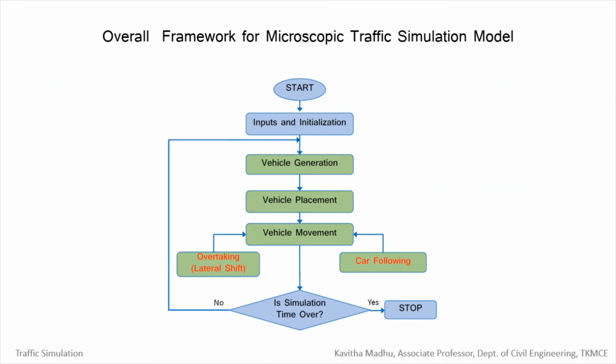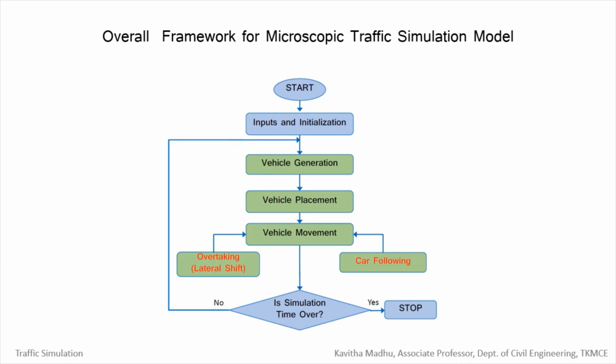The overall framework for the microscopic traffic simulation model is given here. First of all, we start the process. The flow diagram of the traffic simulation is given here. We have to give inputs and we have to initialize it. Inputs like road geometry, the vehicular characteristics, the driver characteristics, all those we have to give as an input, and we have to initialize the program.